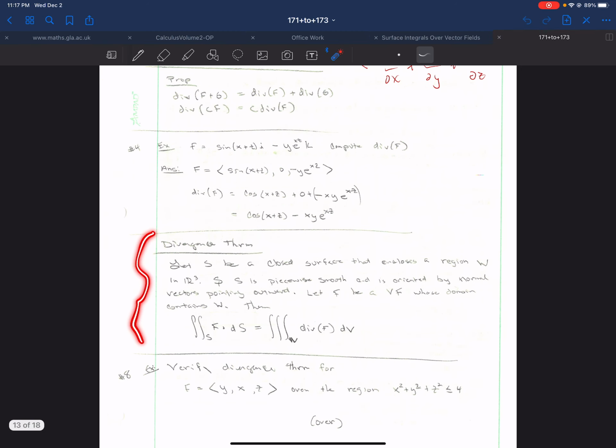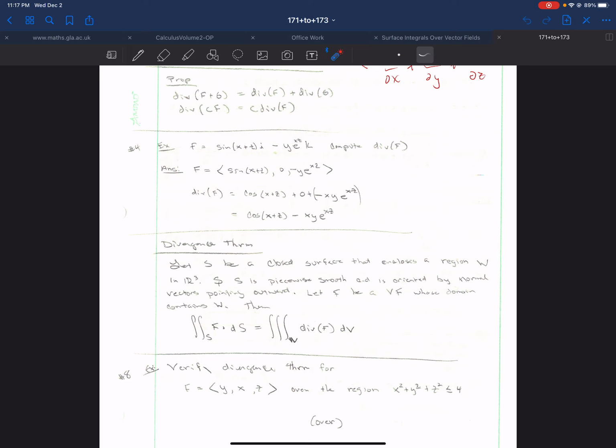The divergence theorem you're going to see is really helpful. It says let S be a closed surface that encloses some region W in R3, so that is some three-dimensional region. And suppose S is piecewise smooth. What that means is there may be edges, but it's not completely messed up. It doesn't have asymptotes that shoot to infinity and really bad spots. And it's oriented by normal vectors pointing outward.